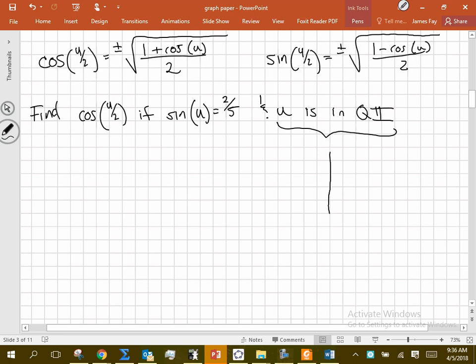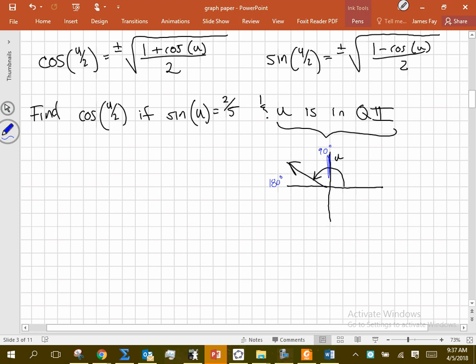Okay. If U is in quadrant 2, then U has to be maybe a ray like that. Does that kind of make sense? Okay. And that would be U. Well, that means that U is somewhere between 180 degrees and 90 degrees. It's greater than 90, but less than 180, right? So where would U over 2 show up? If that's U, then U over 2 is going to fall somewhere between 45 and 90.